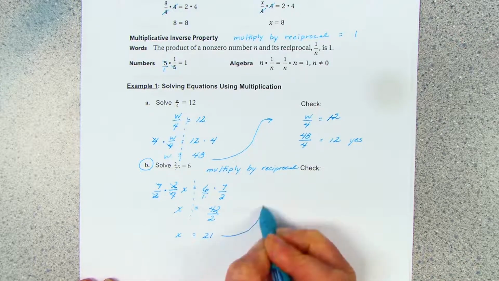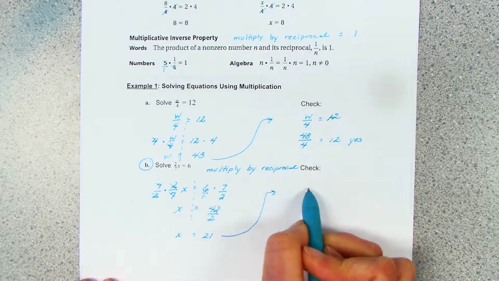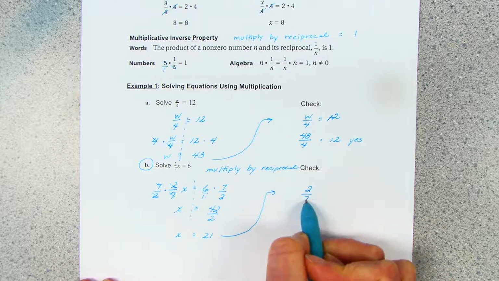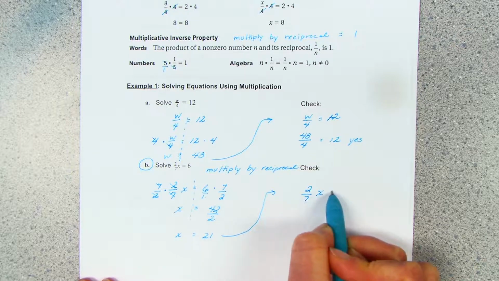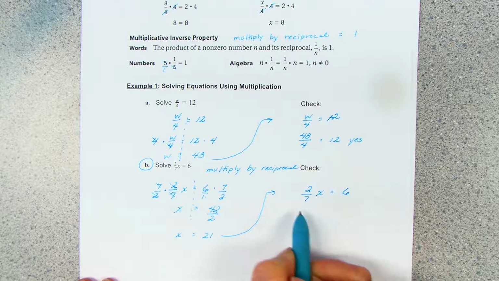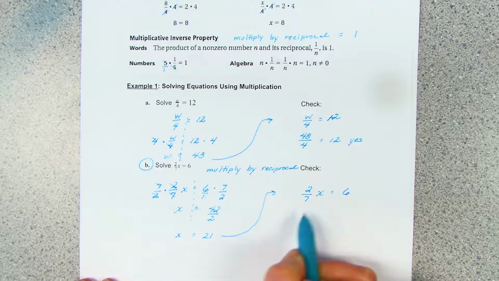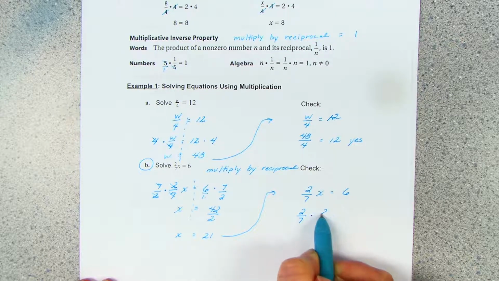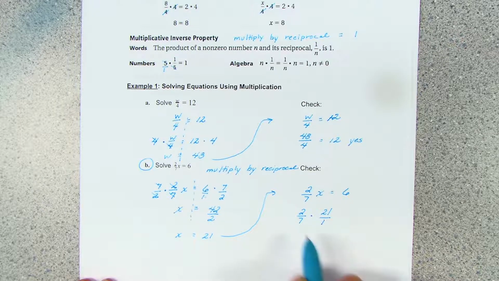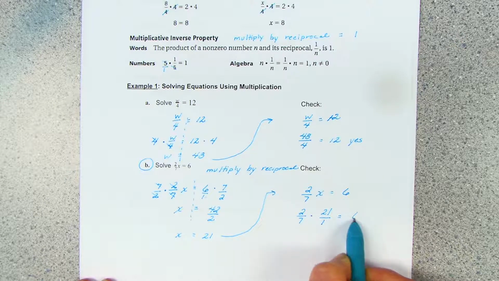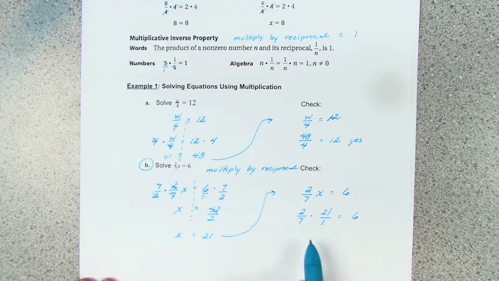All right, and then we're going to check. Take your original problem, which was 2/7 x equal to 6. So let's substitute 21 in for x. So we're going to do 2/7. If there's no operation, remember that means times. Put in a 21 for the x. I'm going to put it over 1 so that I can work with the fraction, equal to 6. Let's see, 2 times 21, that's 42. 7 times 1 is 7.